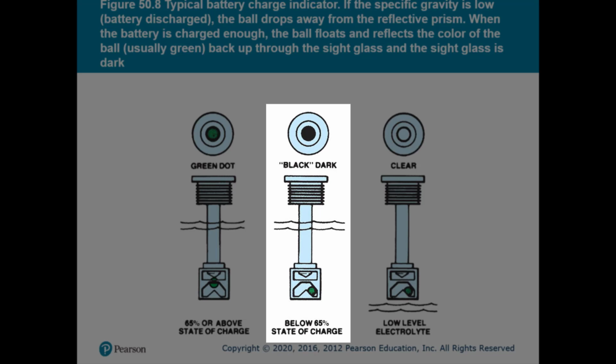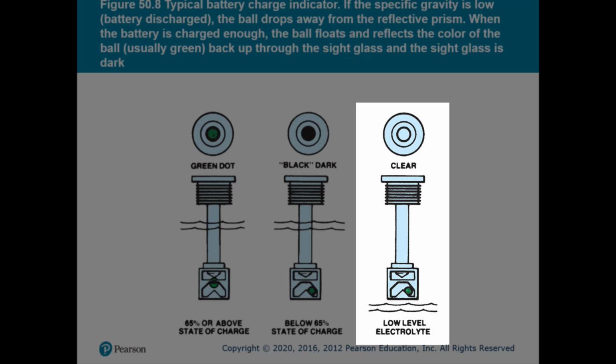If the specific gravity is low, in other words, the battery is discharged, or below 65%, the pellet or ball will drop away from the reflective prism, and the color you'll see in the window is very, very dark or black. If the sight glass is clear, that would indicate low electrolyte levels.